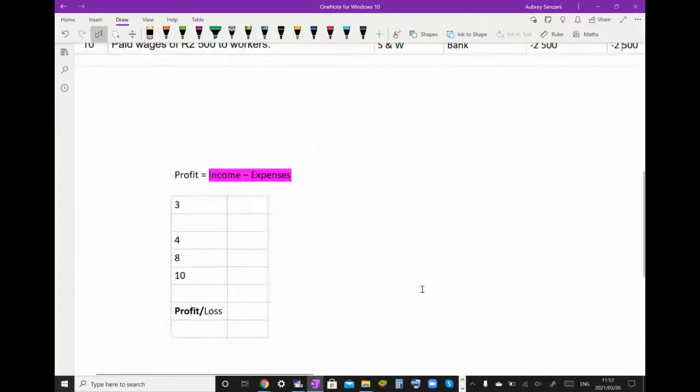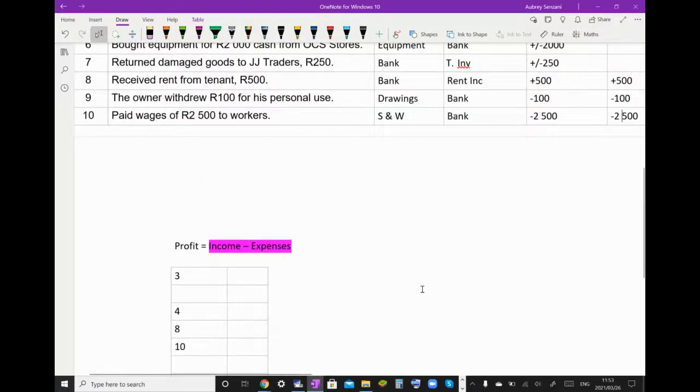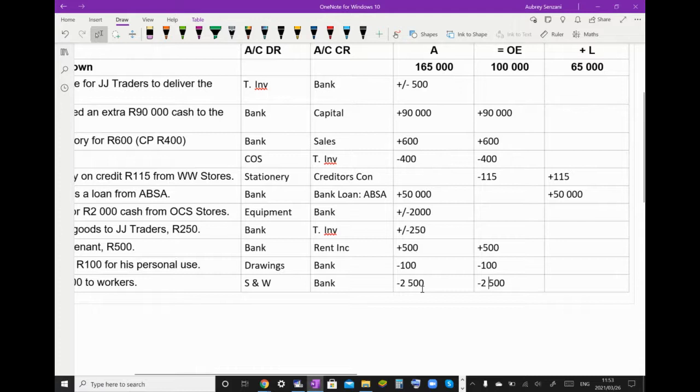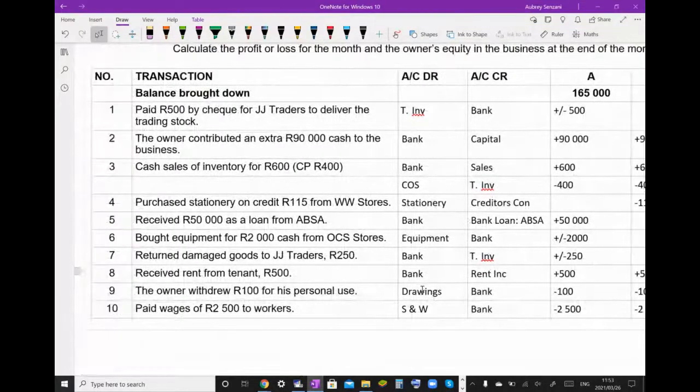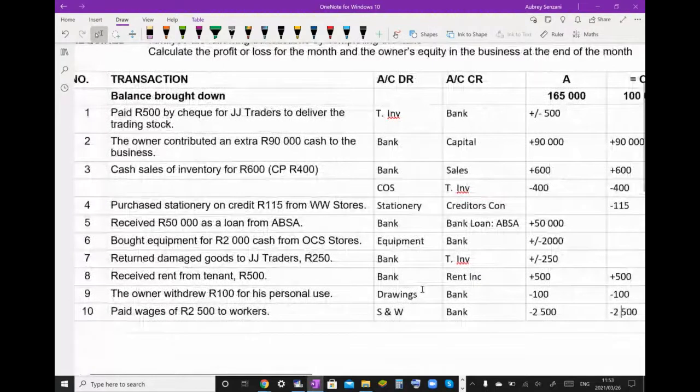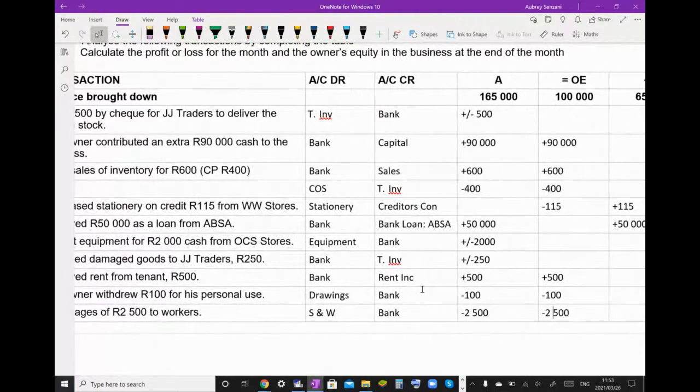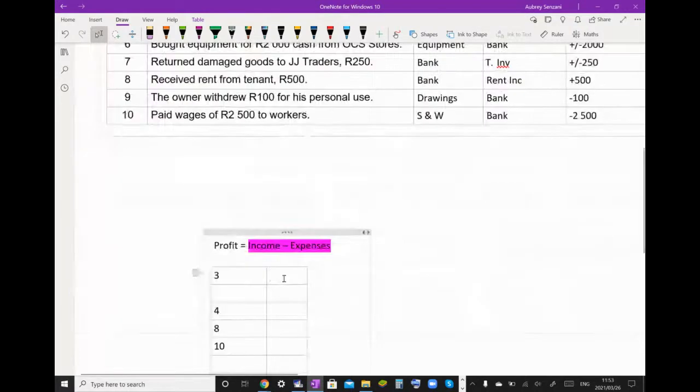Okay, we just need to calculate the profit or loss. So again, we go to owner's equity and we check: do we have any incomes? Okay, there's a 90,000 there. Are we going to include it? Nope, because that's a capital contribution. On the third, we have cash sales, 600 Rand. Are we going to include it? Okay. And we also have cost of sales. And how much was the cost of sales? 400. So that's a negative 400.